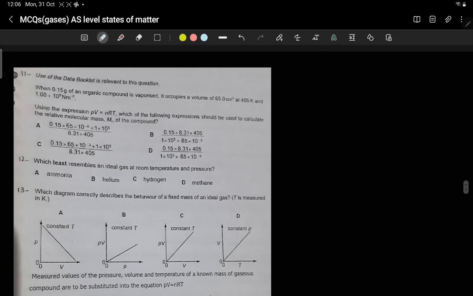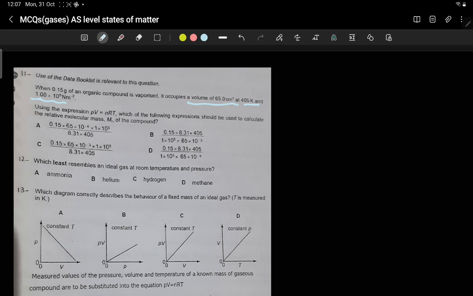Question number 11, use of the data booklet is relevant to this question. When 0.150 gram of an organic compound is vaporized, it occupies a volume of 65 centimeter cube at 405 Kelvin temperature and 1 into 10 raised to 5 Newton meter inverse 2. Using the expression PV is equal to nRT, which of the following expressions should be used to calculate the relative Mr?